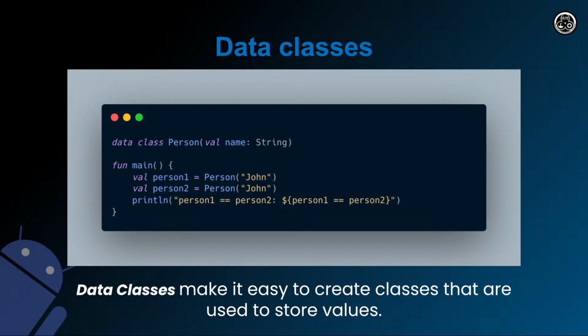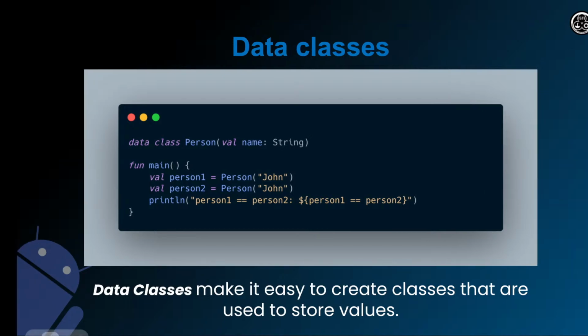Well, the first up is data classes. Data classes make it easy to create classes that are used to store values. Such classes are automatically provided with methods for copying, getting a string representation, and using instances in collections. You can override these methods with your own implementation in the class declaration. Now let's understand data class with an example.